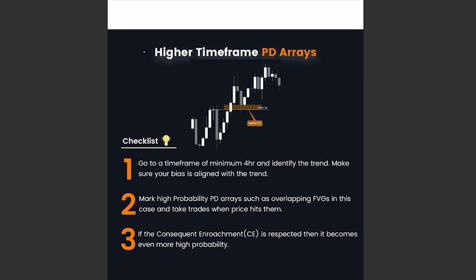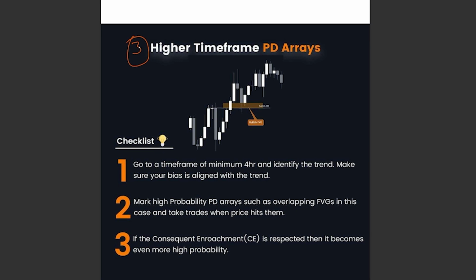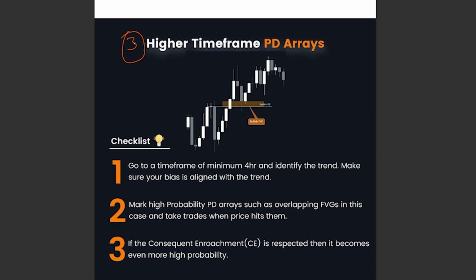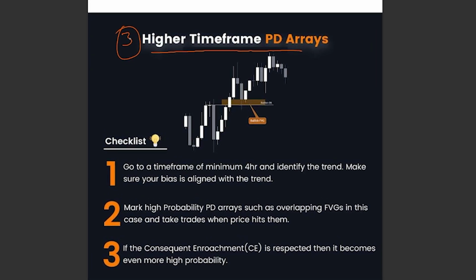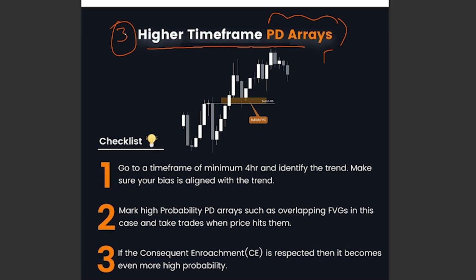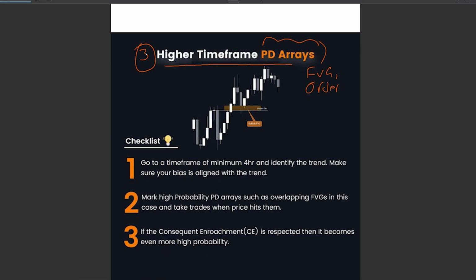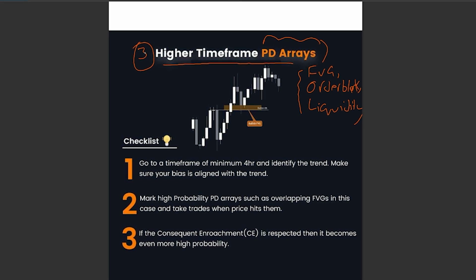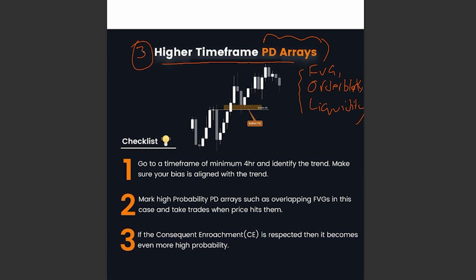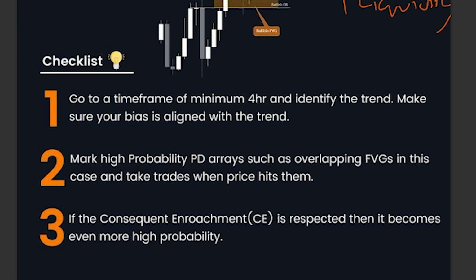Now let's come on to our third type of high probability zones to mark a daily bias, that is higher time frame PD arrays. Now PD arrays are basically FVGs, order block and liquidity, and I have made a separate video on each of these topics which you can view in the playlist below. Now let's see what is the checklist for taking a trade from higher time frame PD array according to our daily bias. Firstly, you must go to a time frame of minimum 4 hours and identify the trend. Make sure your bias is aligned with the trend.